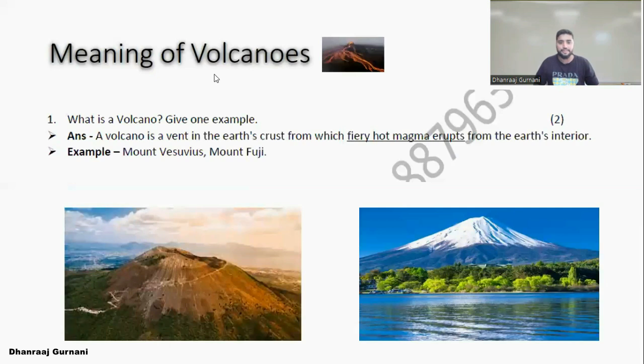Going to the first answer, meaning of a volcano. What's the question? What is a volcano? And give an example. A volcano is a vent in the Earth's crust from which fiery hot magma erupts from the interiors of the Earth. It is an opening in the Earth's crust from which fiery hot magma erupts from the interiors of the Earth. Two simple examples of a volcano: Mount Vesuvius and Mount Fuji.